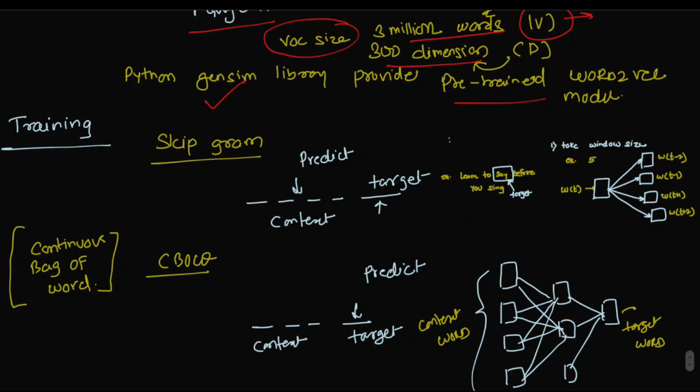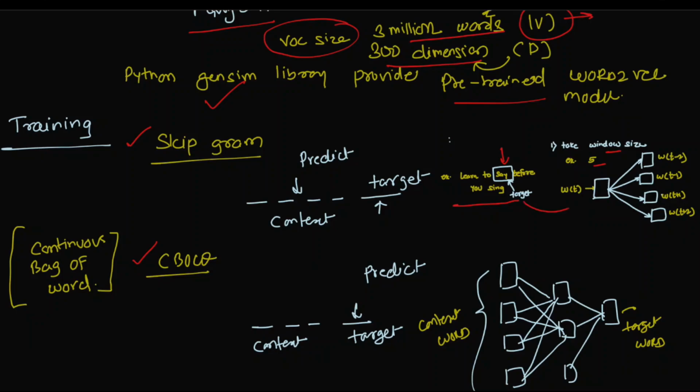You use these two methodologies. One is skipgram and another is CBOW. CBOW is continuous bag of words. As I explained earlier, let's say you have these words: learn to say before you sing. Say this is the target that you want to predict. What you are going to do is take a window size of 5. Window size of 5 means before and after the target you are taking two words.